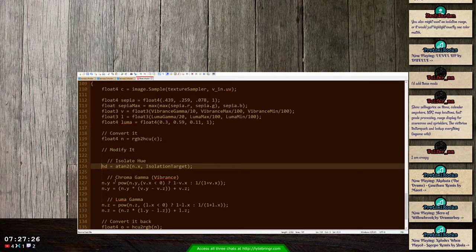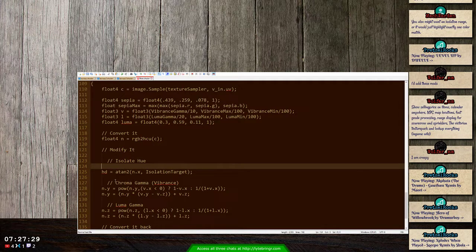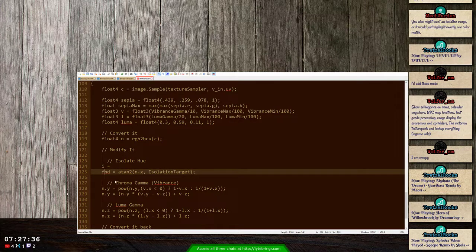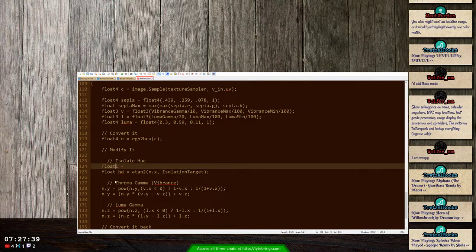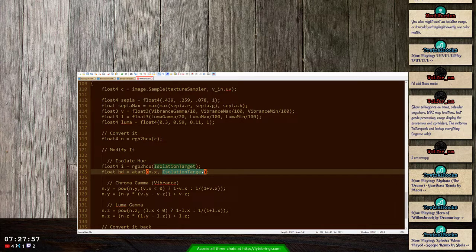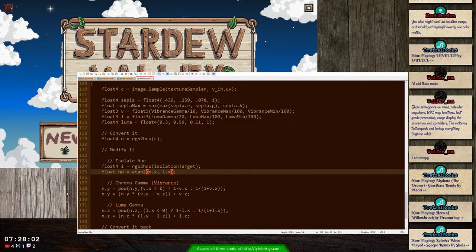Will we need its hue after this? Probably. Okay, isolation hue is... actually, we'll just call it I. Also, we didn't define this. Float4 is RGB to HCV of isolation target, because we need its hue. And so it'll be I.x. There we are.